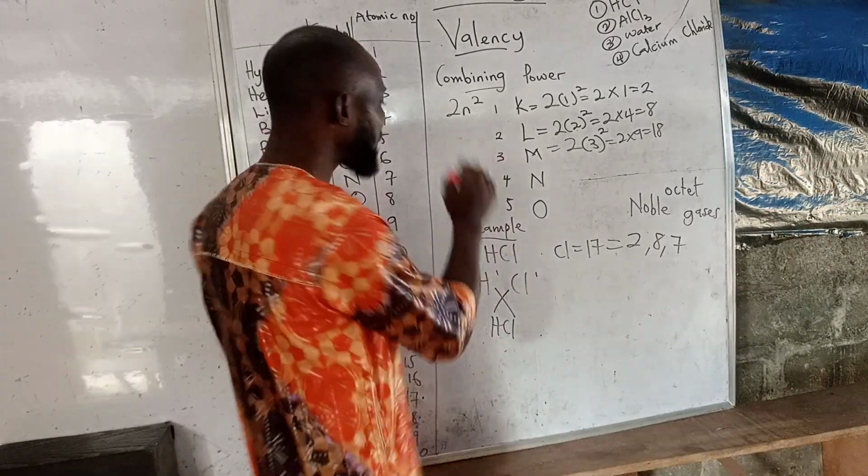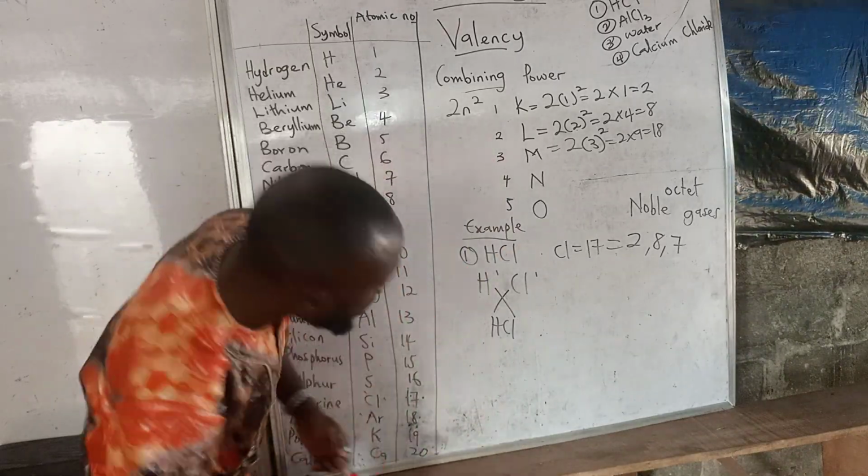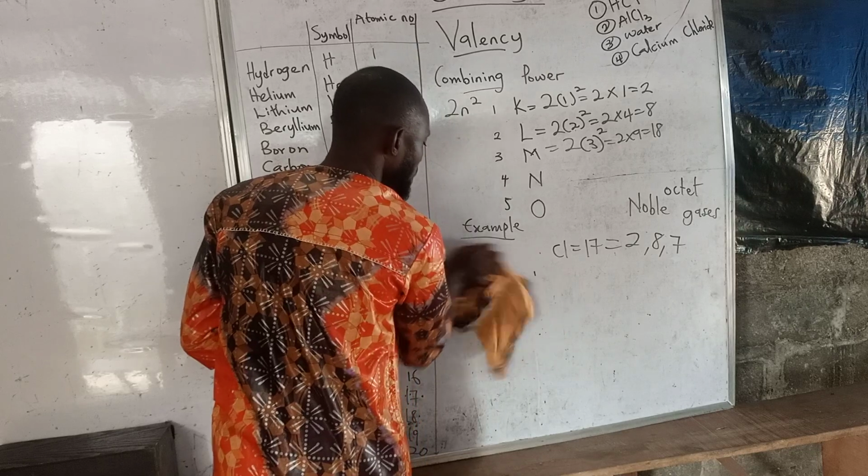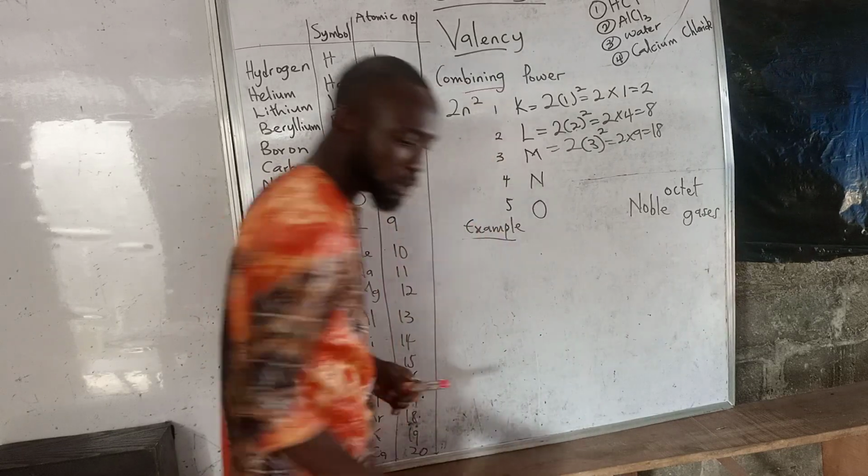Very simple. Now let's look at another example. Another example that we want to look at will be aluminium chloride.